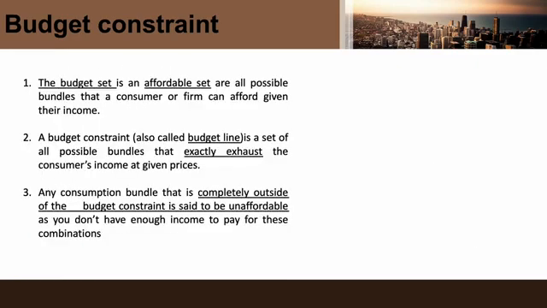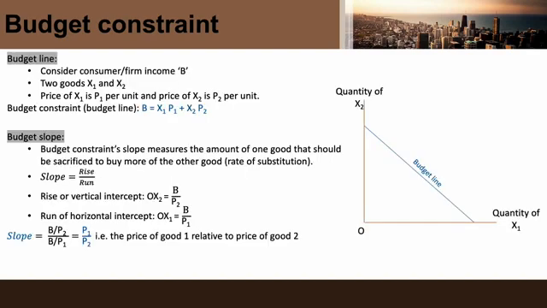To give a broad picture, a budget set is the affordable set of all possible bundles that a consumer or firm can afford. Budget constraint or the budget line is the set of all possible bundles that exactly exhaust the consumer's income at a given price. And anything that lies outside the budget constraint is unaffordable. I'll explain this to you in a while. So let's try to understand the budget line first.